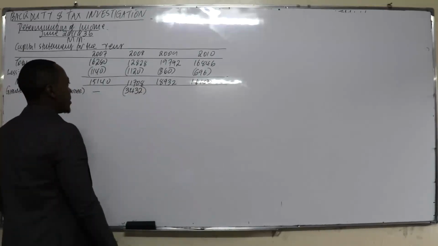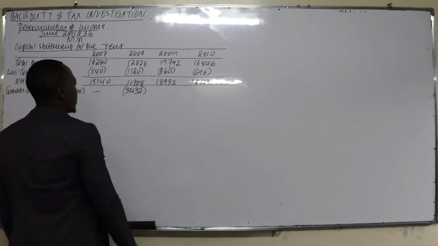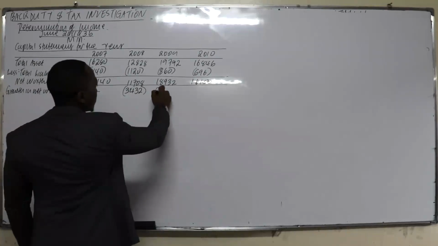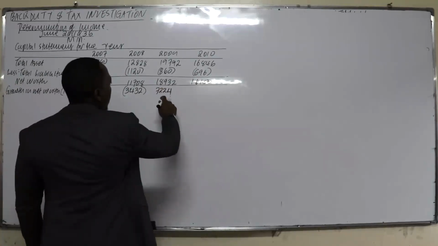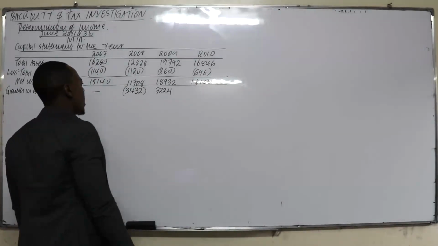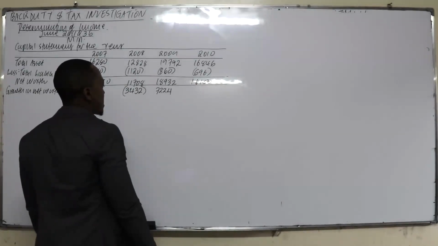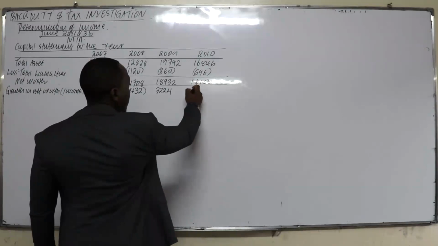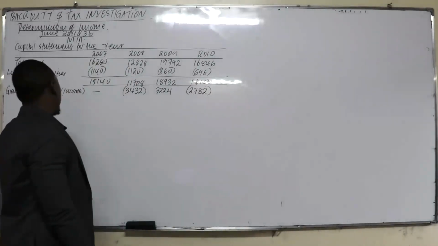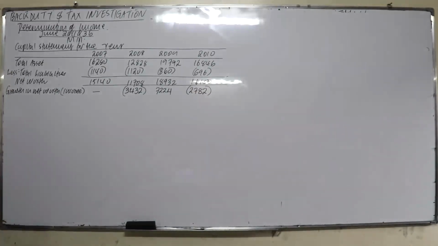So there was an income of how much? 7,224. From 18,932 to 16, that's a reduction. A reduction by how much? 2,782. So that's the growth in net worth, which will be regarded as income.